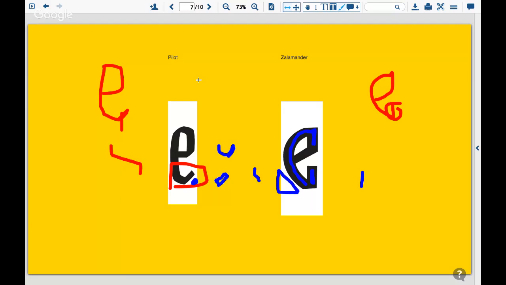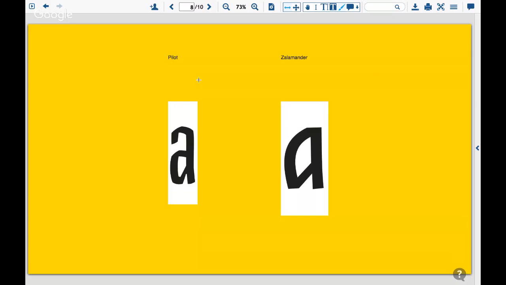Yeah, awesome. Okay, the A. What are your thoughts on the A? Well, Zalamander's again taking a more streamlined approach, as we can see, just like the G. They have a more simple single story A with that same kind of curve.